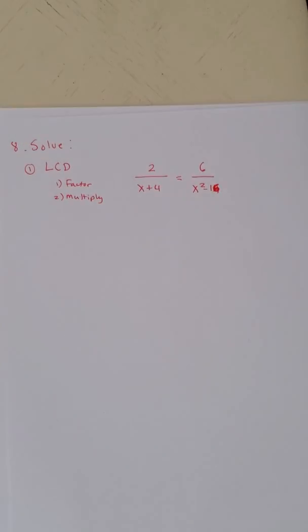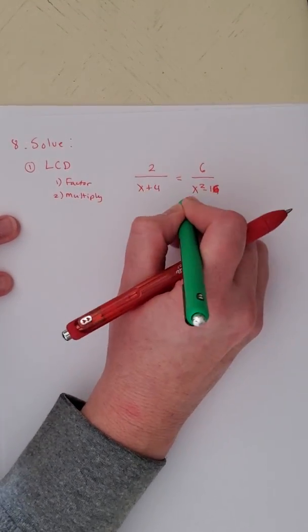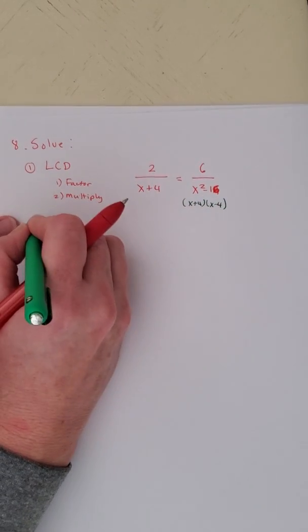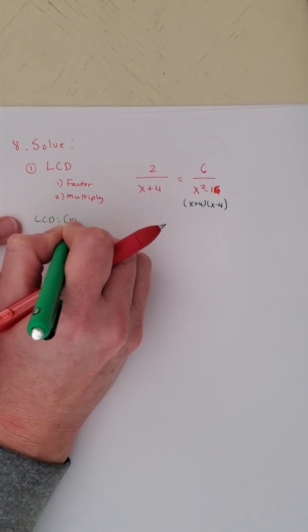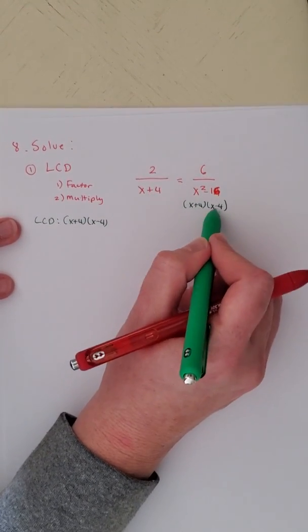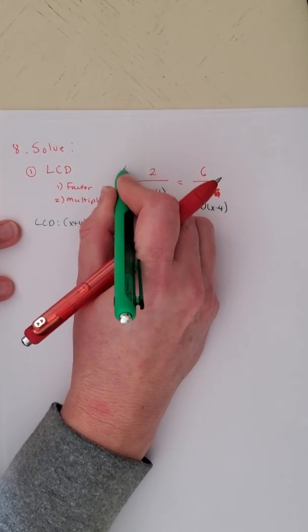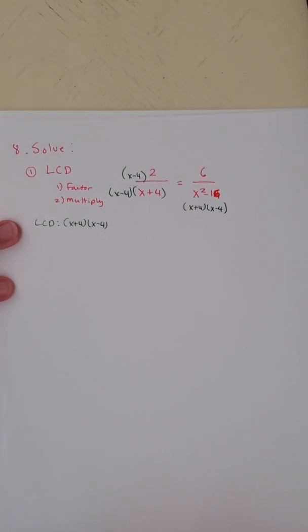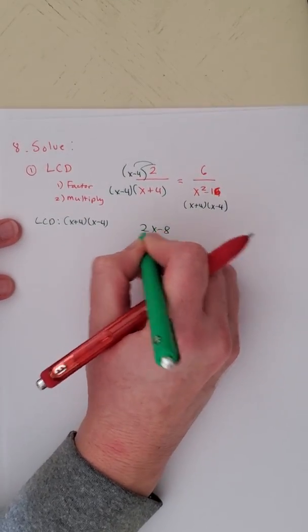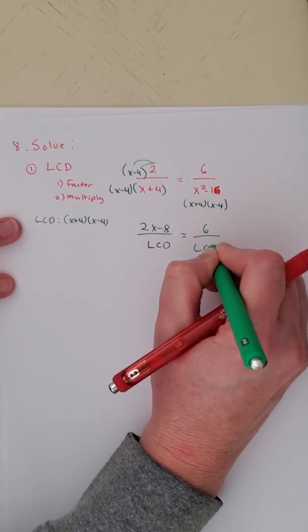It's a typo. So we're going to factor this one. This one does not factor, it's linear. This one factors as x plus 4, x minus 4. So our LCD is x plus 4, x minus 4. We need an x plus 4 and an x minus 4. This one's missing the x minus 4, so I'll multiply both the top and bottom by x minus 4. Don't forget to distribute. That gives you 2x minus 8 over your LCD equals 6 over the LCD.